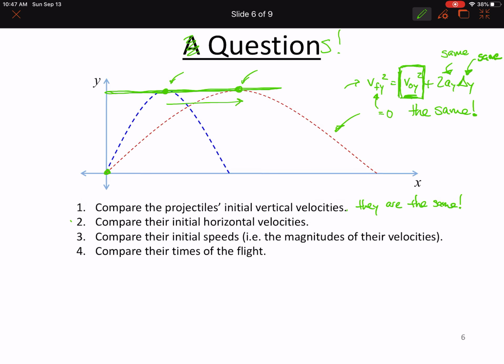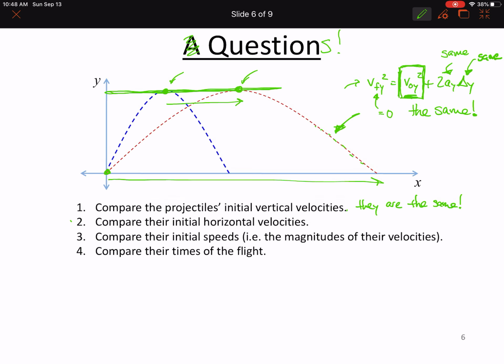They are the same. Number 2, compare their initial horizontal velocities. Well, this one I think is definitely more intuitive than the previous one. If this one, the red trajectory, is going to carry that far, well, then it makes sense that the initial horizontal velocity of that projectile is going to be greater than the blue trajectory. I think that does make sense.